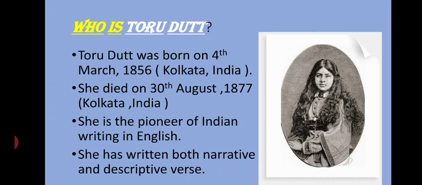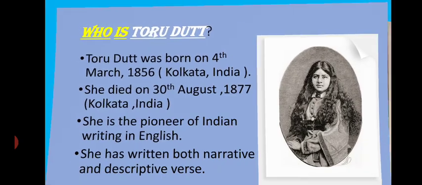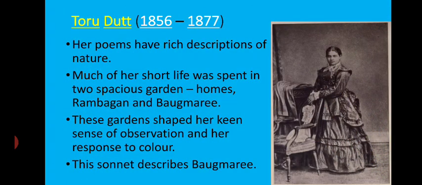So now let's talk about the descriptive verse. Descriptive verse has a deep depiction of a person, animal, or inanimate object. So Toru Dutt has very beautifully composed many poems in both narrative and descriptive verse. Her poems have rich description and appreciation of nature. The central theme of some of her poems is the affection for nature.